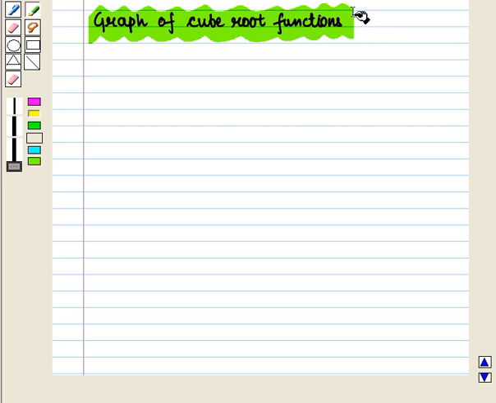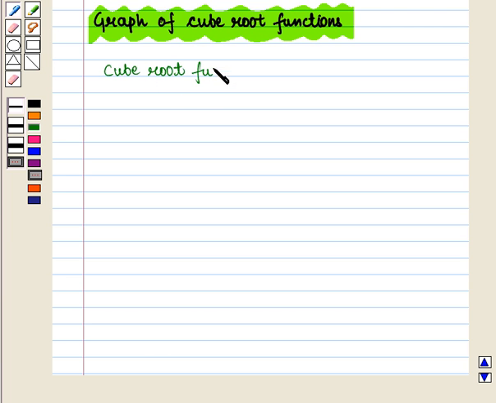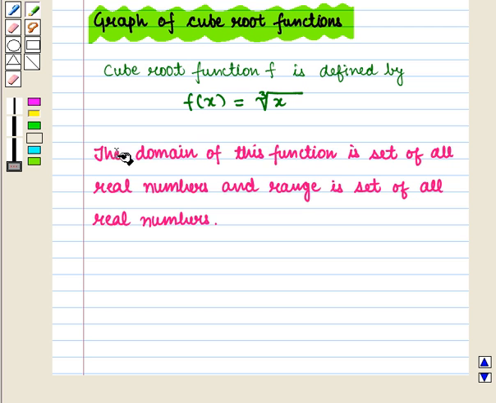Now we shall discuss the graph of cube root functions. The cube root function f is defined by f of x is equal to cube root of x. The domain of this function is the set of all real numbers and the range is the set of all real numbers.